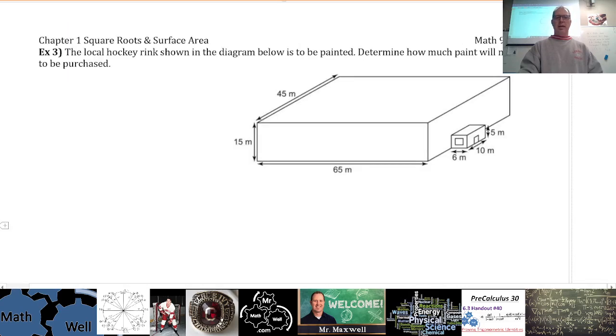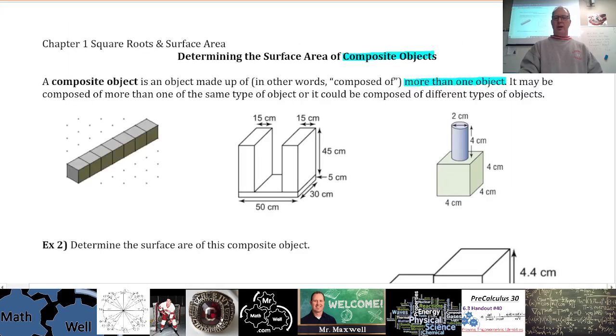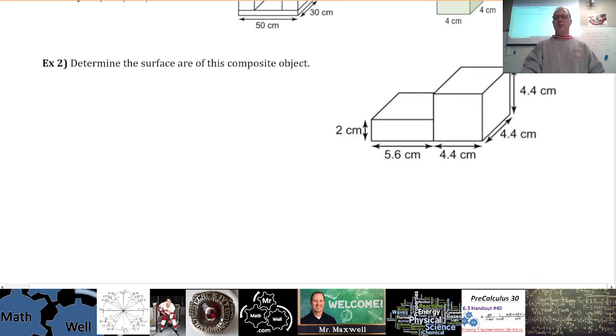But for now, let's get back to composite objects. So we started this the other day. This one's going to be just like the example we did yesterday. So let's keep going with this. This one's maybe a little bit easier to figure out because it does have the division right here in the middle. And we don't have to determine as many side lengths for this one. So this one's an easy example.